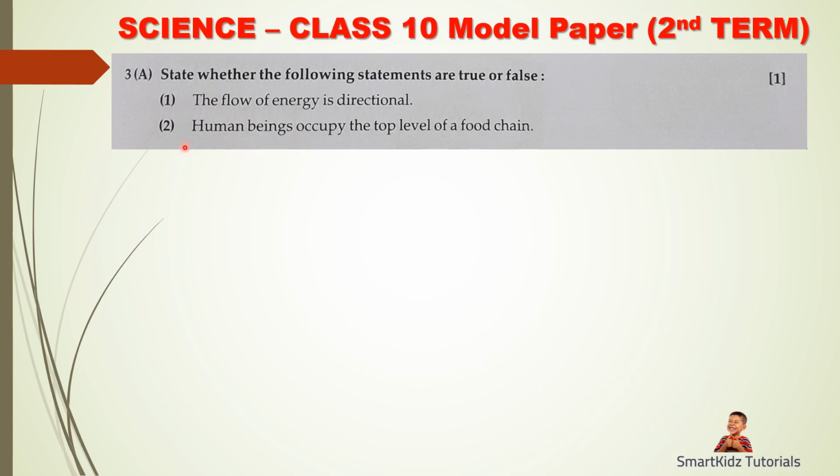Question 3A2, human beings occupy the top level of the food chain. That's true. Human beings are at the top, so we feed on carnivores, we also feed on herbivores, and we also feed on producers as well. So we are at the topmost level of this food chain.